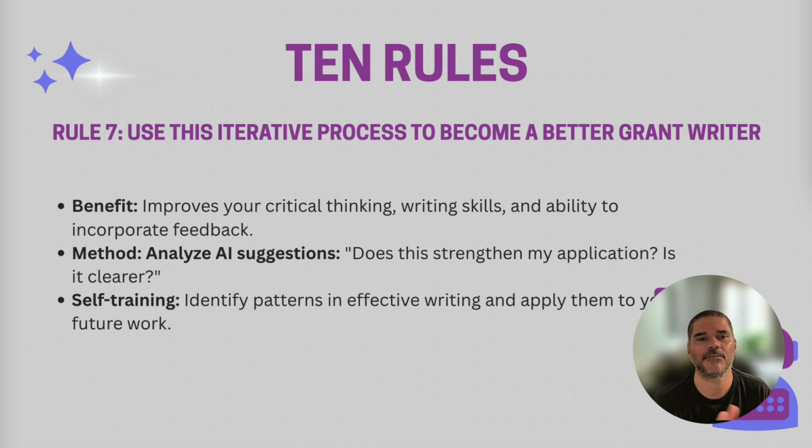So, for example, does this paragraph strengthen my application? Does it make it clearer? And self-training. So identifying these patterns in your grant writing and then applying it to future grants as well. It's also a good idea to keep certain sections that you feel, oh, that resonates strongly with me, and I can use that in a future grant application rather than redoing it from scratch from the beginning.